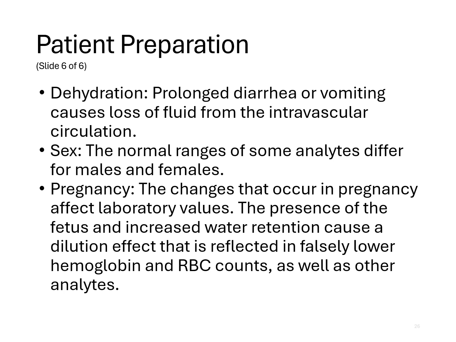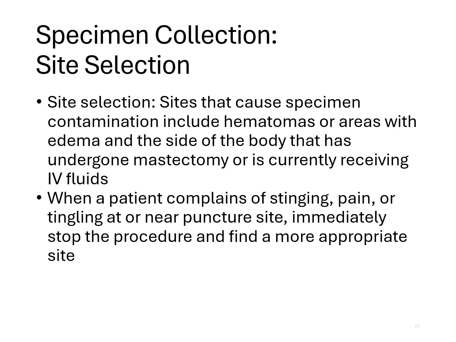Sex, so the normal ranges of some analytes will differ between males and females. And then pregnancy, so the changes that occur in pregnancy can affect lab results as well. The presence of the fetus and increased water retention can cause a dilution effect that is going to basically make a falsely low hemoglobin and red blood cell count, as well as other analytes too.